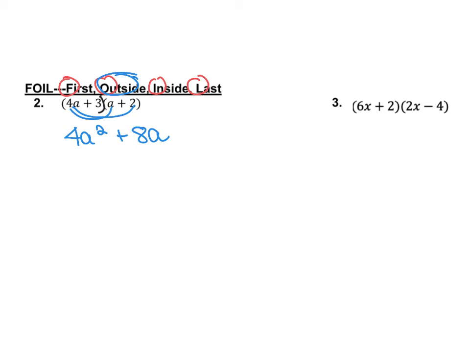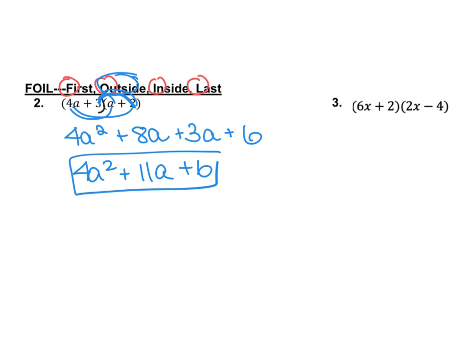8a. Then we're going to look at multiplying our 2 on the inside, which is going to give you a 3a. And then last of all, you're going to multiply your last two terms. So I'm going to have plus 6. And then just like before, we're going to combine our like terms. So I'll have 4a squared plus 11a plus 6.